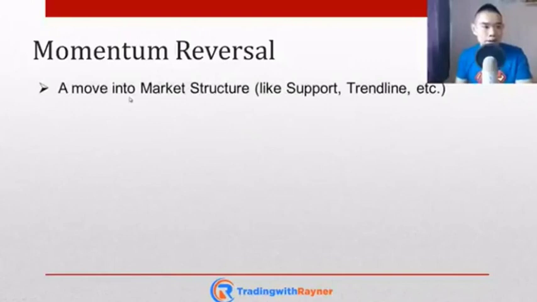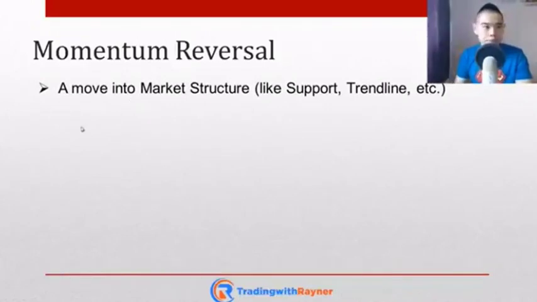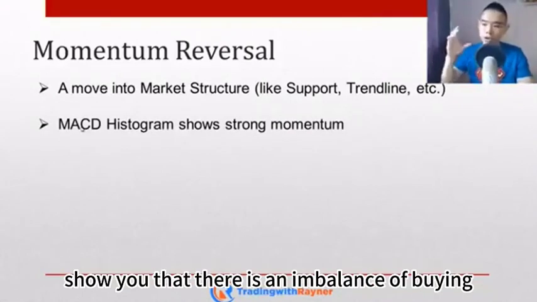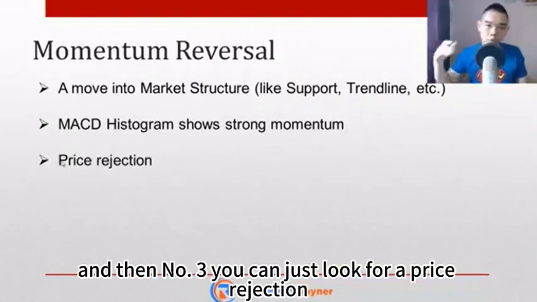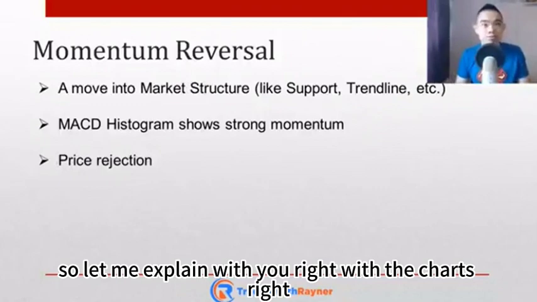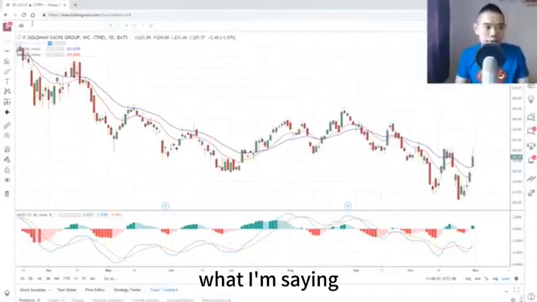So number one, you want to move into market structure like support, resistance, trend line, etc. Number two, you want a MACD histogram to show you strong momentum, to show you that there is an imbalance of buying or selling pressure. And then number three, you can just look for a price rejection as an entry trigger. So let me explain with the charts, obviously. If not, it's quite hard to visualize what I'm saying.